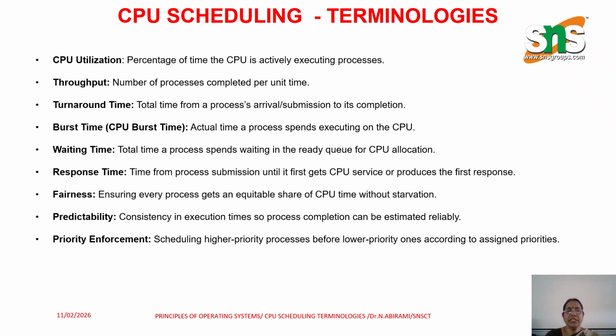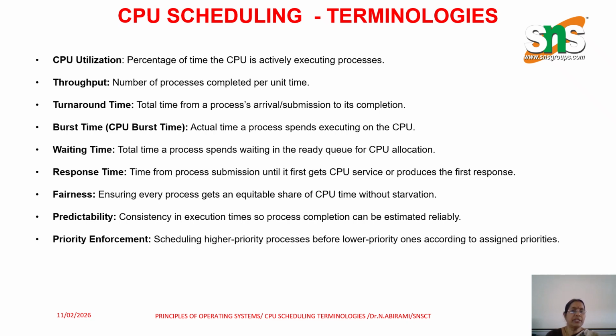Fairness: the CPU ensures that every process gets a fair share of the CPU time, and the goal is to avoid starvation. No process should wait indefinitely, and fair scheduling ensures equal opportunity, especially important when priorities are being used. The next is predictability, which means consistency in process execution time. Its goal is to minimize variation, and predictable scheduling helps users and applications estimate how long a process will take, which is very crucial in a real time system.